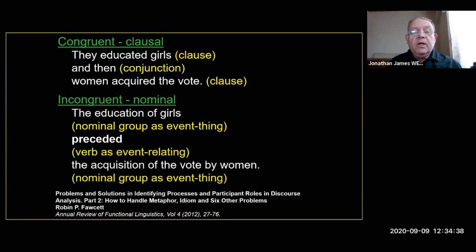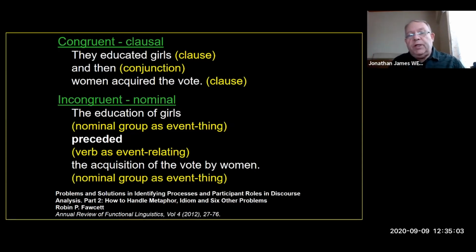Logically, you use a conjunction, a relator word. They educated girls, and then women acquired the vote. That's what we would call the clausal way of speaking. The congruent. That's how we grow up talking before we go to school.